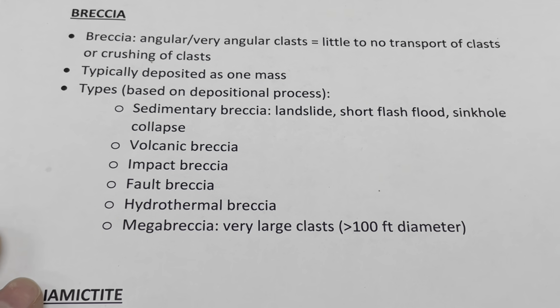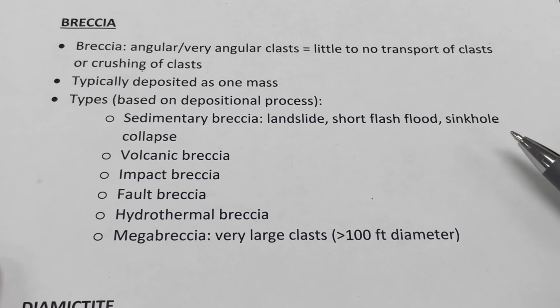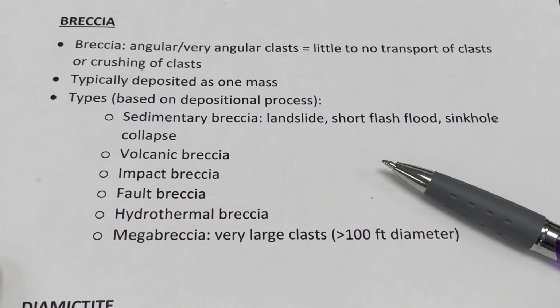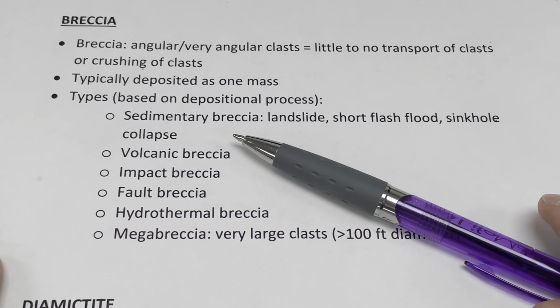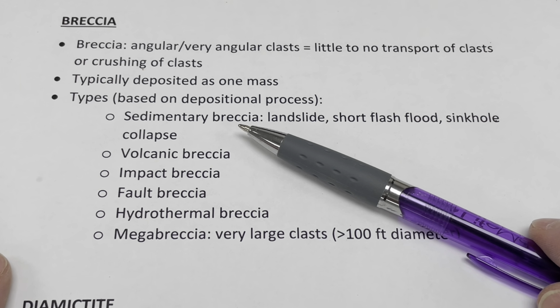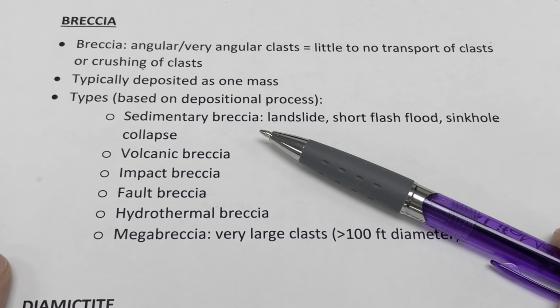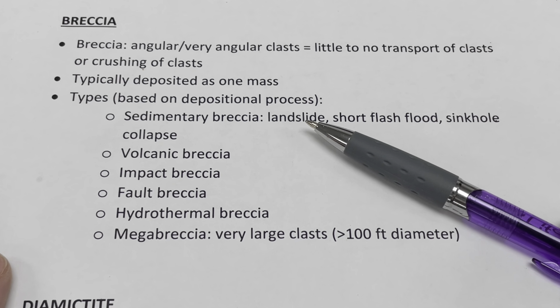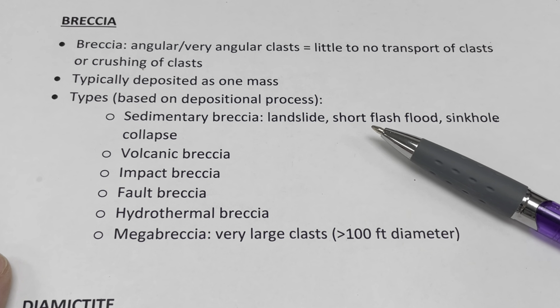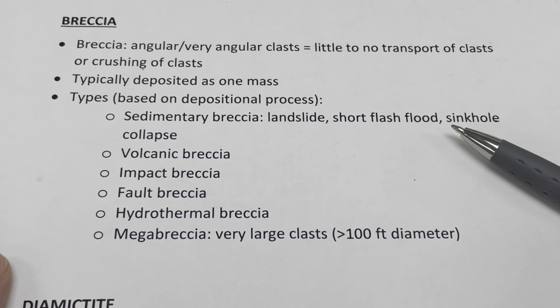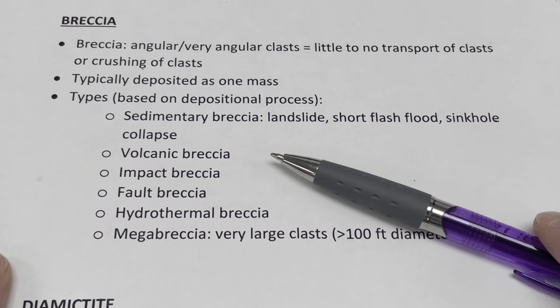And then there's several different types. The term breccia is actually used kind of across the board and in a variety of contexts. So we're focusing mainly on sedimentary breccias, which are going to be associated with sedimentary processes. So transporting sediment like in a landslide or other mass wasting event might be a very short duration and short distance flash flood. Could be collapse of a sinkhole that causes the particles to be broken into angular particles and then cemented together.